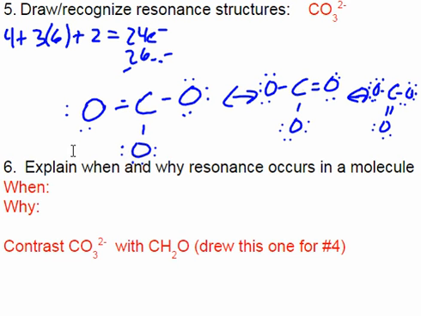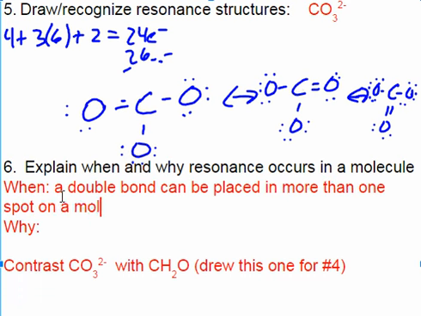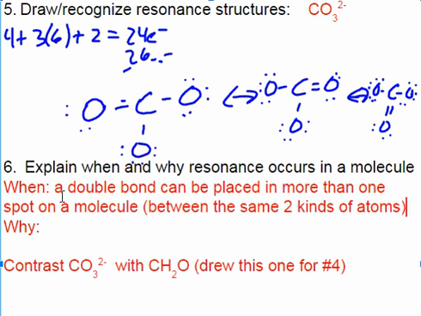So when and why does resonance occur? It occurs when a double bond can be placed in more than one spot on a molecule. And just remember, between the same 2 kinds of atoms. Anybody know why it occurs? Why that double bond rotates?